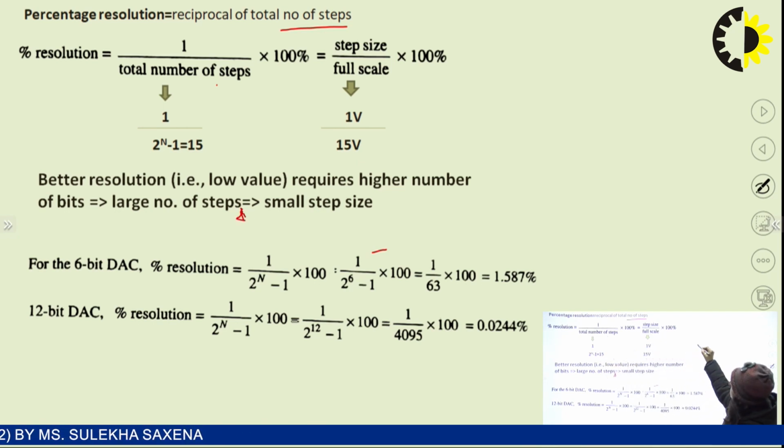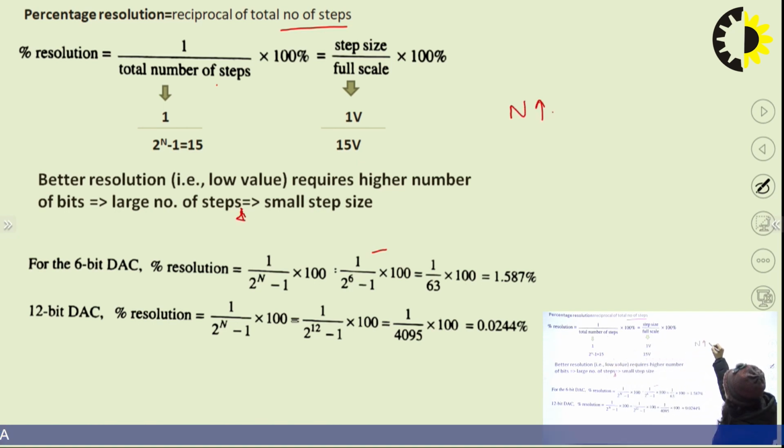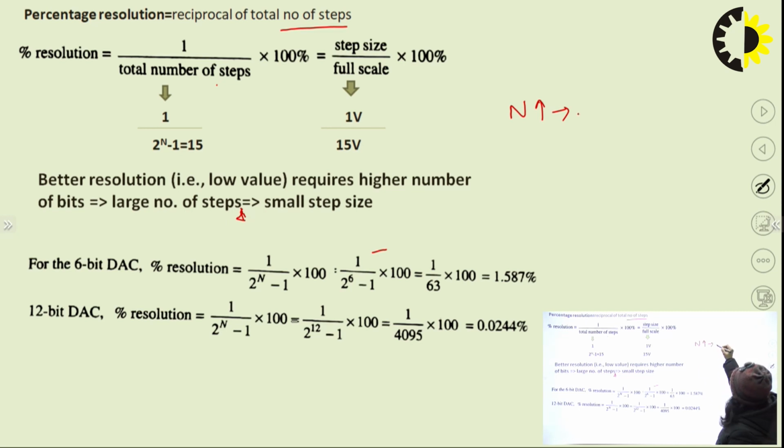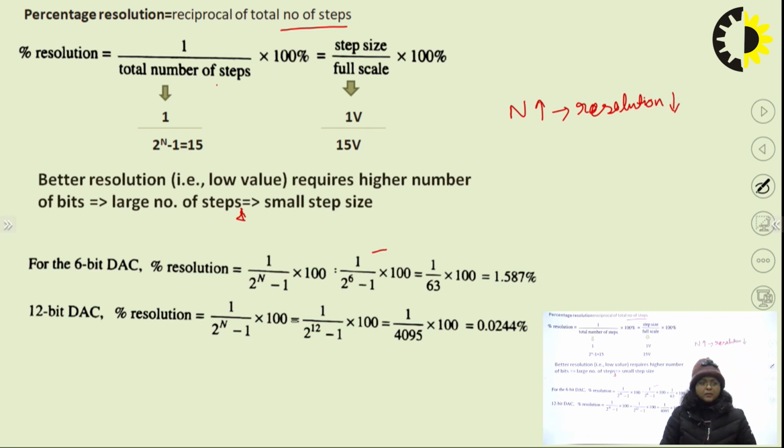So, as the number of bits are increasing, number of steps will increase and resolution will be better. So, better resolution requires larger number of bits, that is larger number of small steps and small step size, or we can say the smaller the step size, the better is the DAC converter.